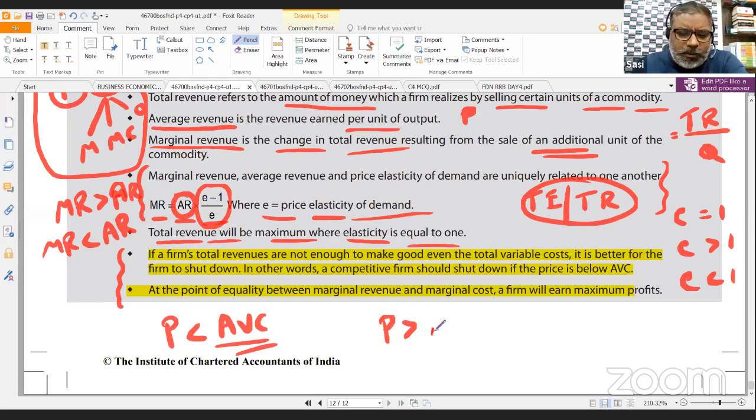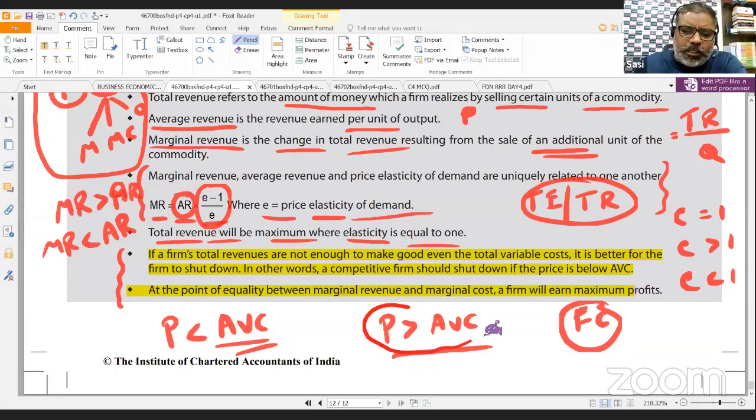That automatically means what? If the price is above average variable cost, the firm should not shut down. It should continue to operate, though it incurs losses. Why? Because at least it is going to cover some portion of the fixed costs. Why? Because fixed costs are going to be incurred even if you shut down. That is why, to cover some portion of fixed cost, if a firm is able to get an average revenue or a price of more than average variable cost, it should continue. If price is less than average variable cost, simply it should shut down.